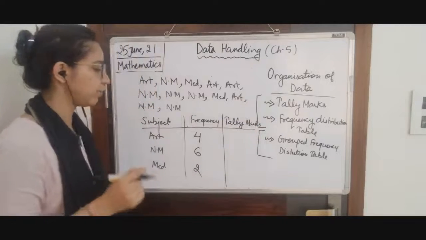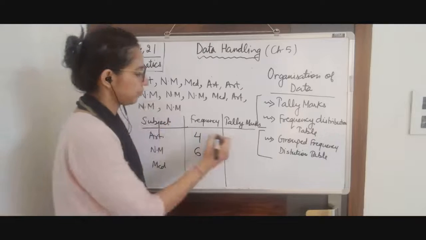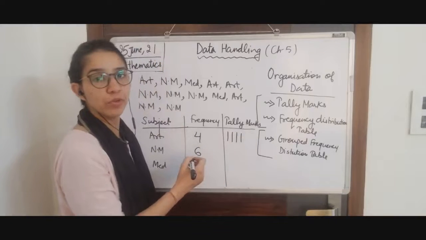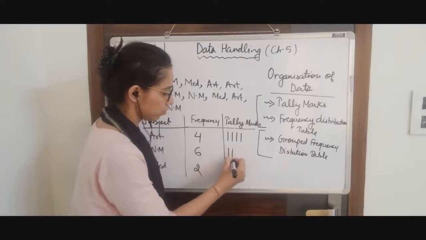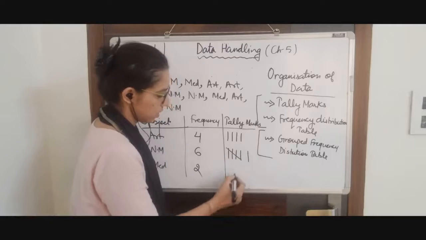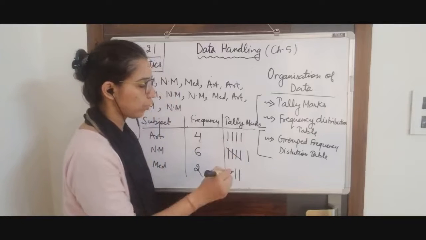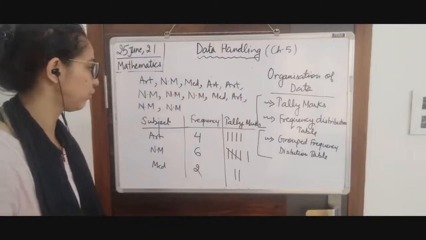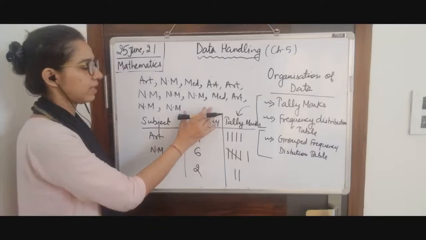For every frequency we represent it by one bar. So 1, 2, 3, 4. Up to 4 we will be using bars like this. And after 4, this will be our 5, a cross over the bars, and this is our 6. So till 4 we use bars, 5 will be a cross over the bars, and 6 will be the next set of bars. So this will be our tally marks. We have represented using tally marks.